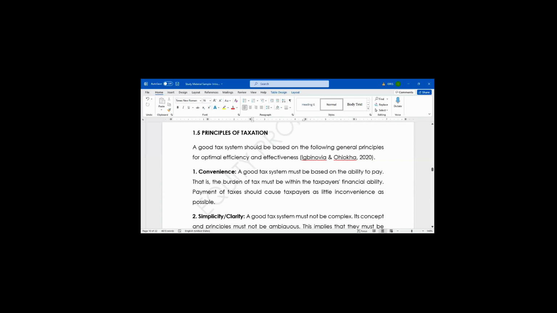So let's look at those principles one by one. Number one is the principle of convenience. A good tax system should be based on ability to pay. Convenience is saying that the method of payment of tax and the time of tax collection should be convenient. A taxpayer should not experience stress while paying tax. Tax should be paid easily.